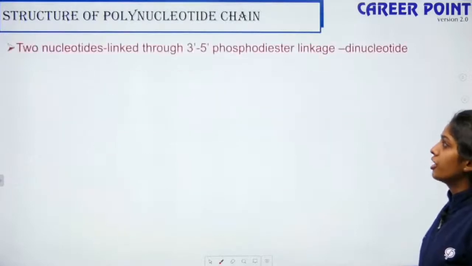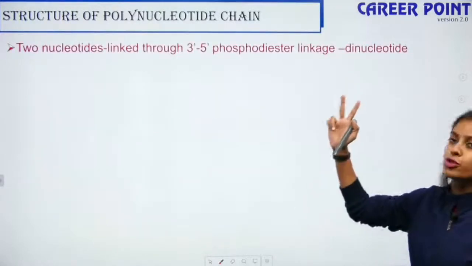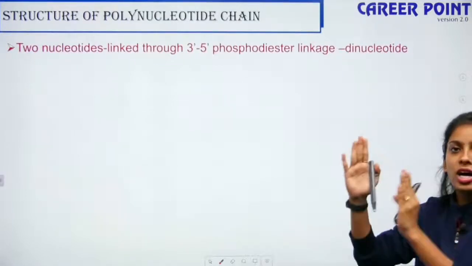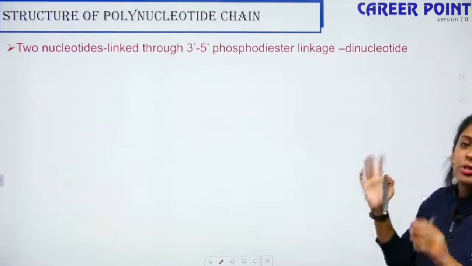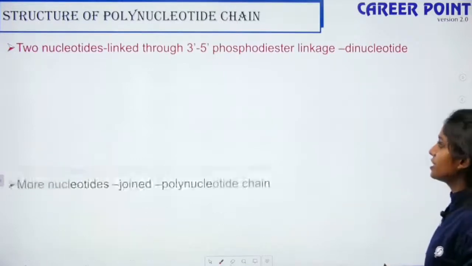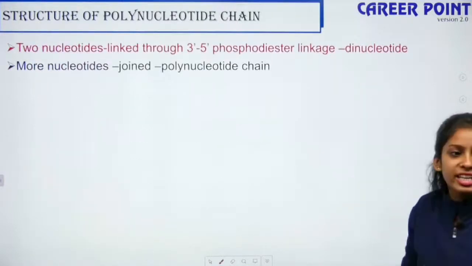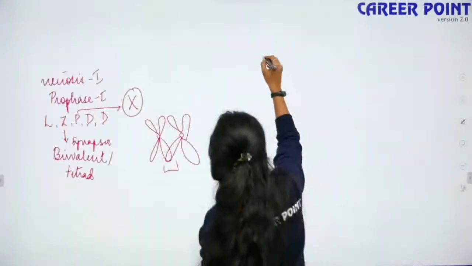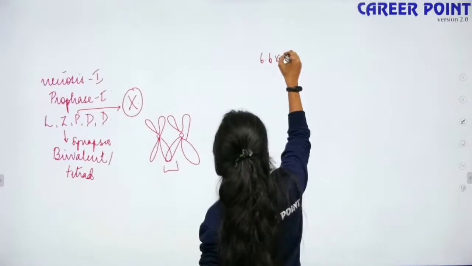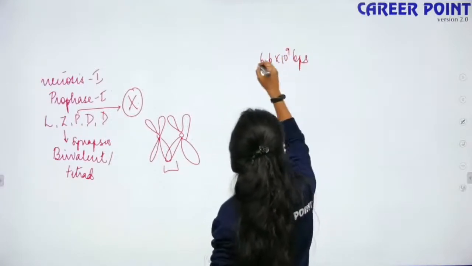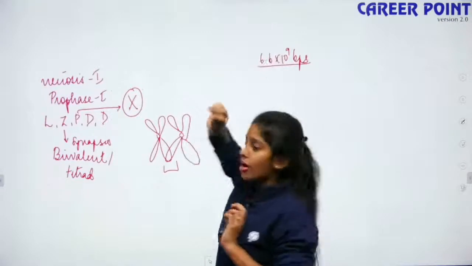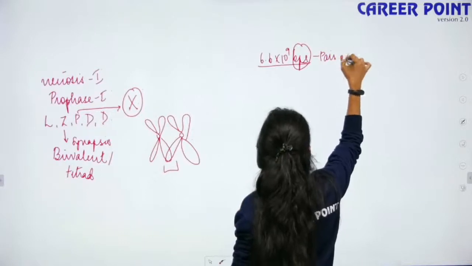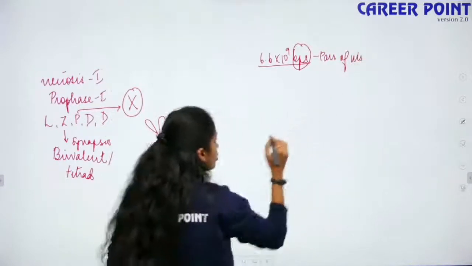So, structure of a polynucleotide chain. If I have two nucleotides, one nucleotide has a nitrogenous base, a sugar and a phosphate. How are two nucleotides linked together? That is how it forms a dinucleotide. Our DNA has 6.6 x 10^9 base pairs, so you have a lot of nucleotides. A base pair is a pair of nucleotides. How are two nucleotides joined?